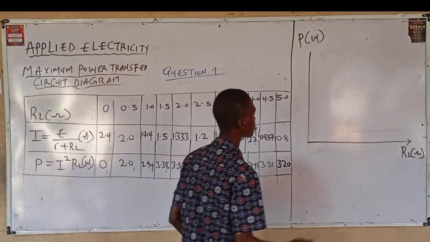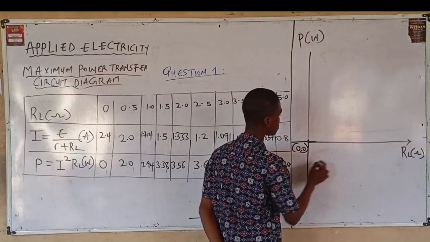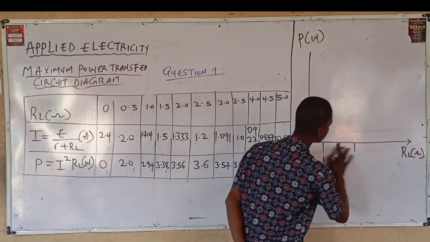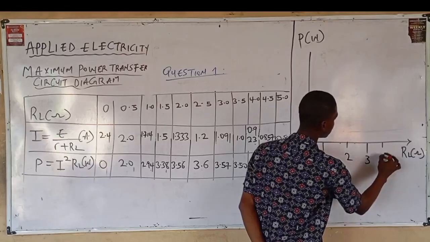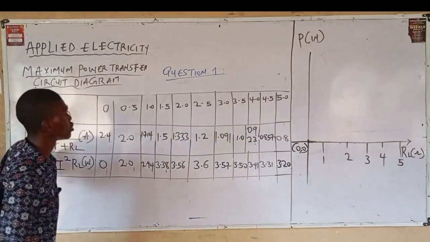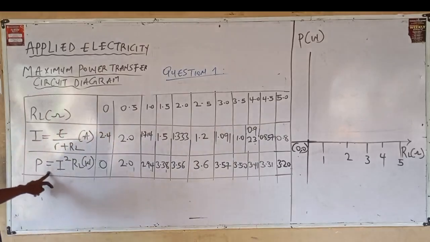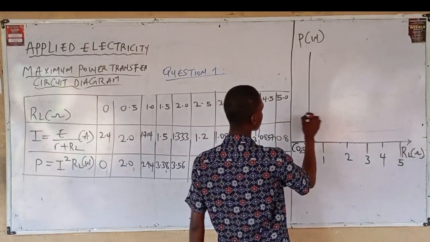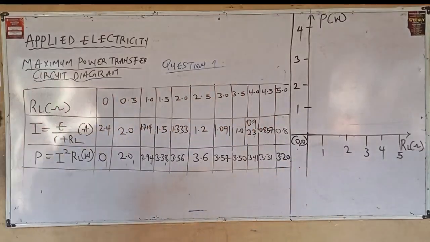From 0 to 5. So let's say this is my origin, 0, I have 1, this is 2, 3, 4, lastly I have 5. This is for my load resistor. It is ranging from 0 to 5.0. Similarly, my power is ranging from 0 to 3.2. Meaning, if this is 0, let's say I have 1, 2. From here, let's plot our readings.